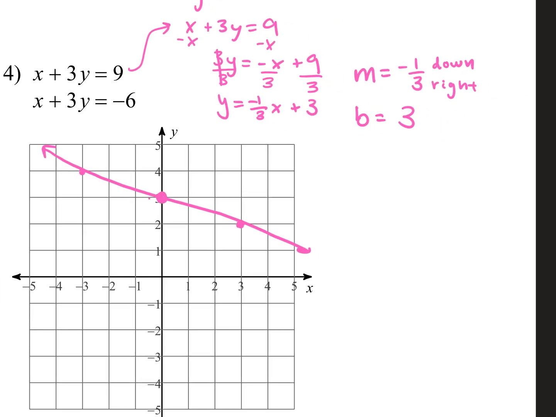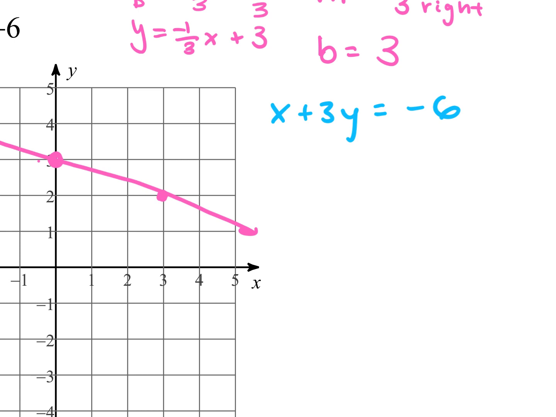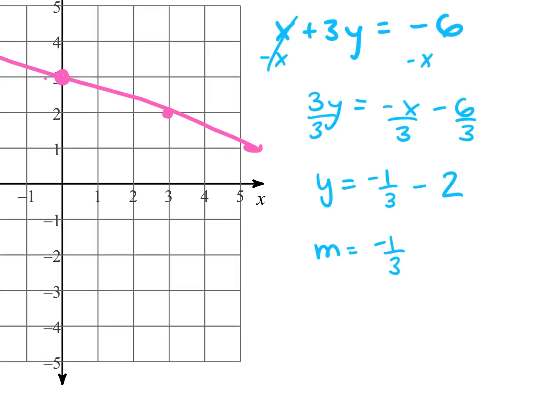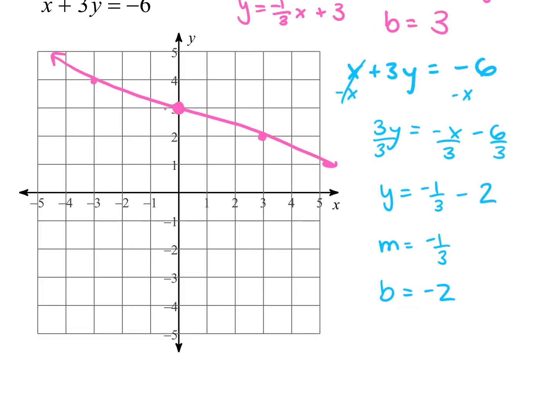Any questions with our first one? The second one, we also want to put it in y equals mx plus b form. So we're going to do the same thing, subtract the x. So 3y is equal to -x minus 6. And then divide everything by 3. So y is equal to -1/3x minus 2. Our slope here would be -1/3. And our y-intercept is what? -2.